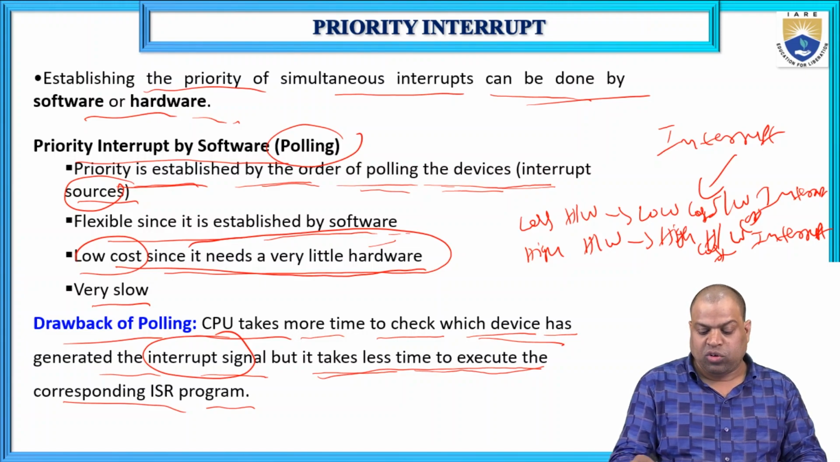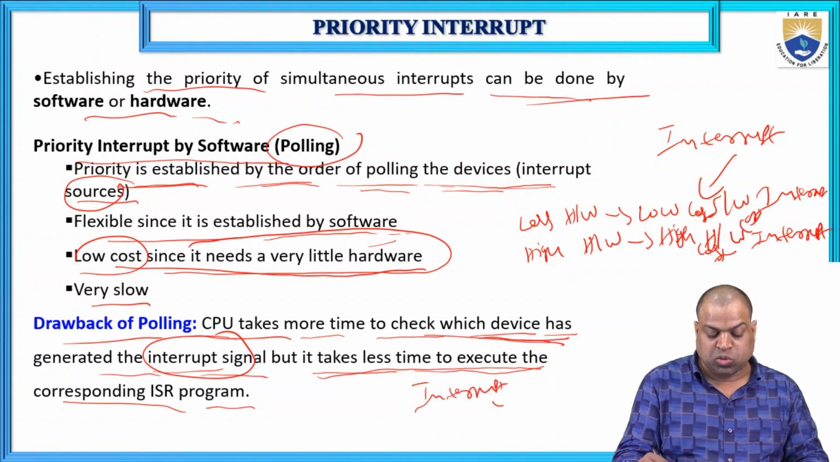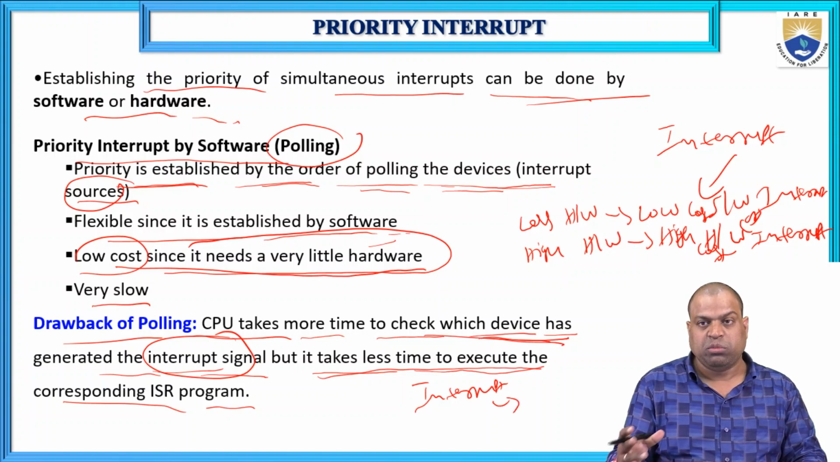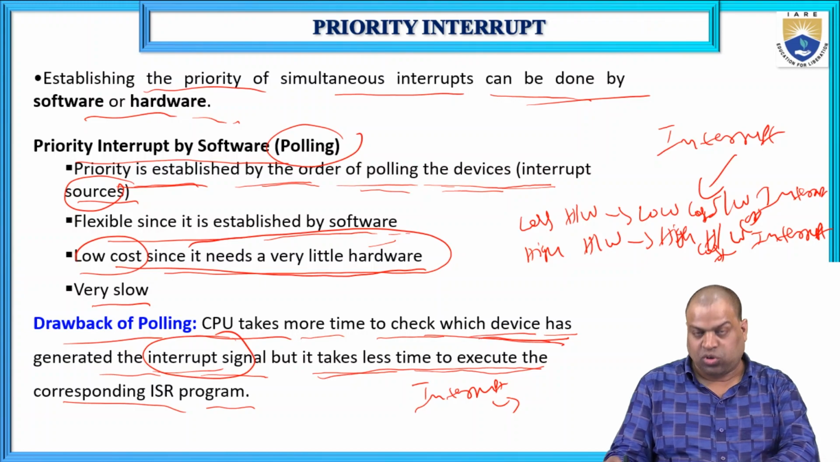So when you go for this device, it checks whether the device has generated the interrupt signal. The interrupt signal is already generated, but how much process is involved? How much time is it consuming to get the interrupt? So this interrupt signal takes less time to execute the corresponding ISR program.